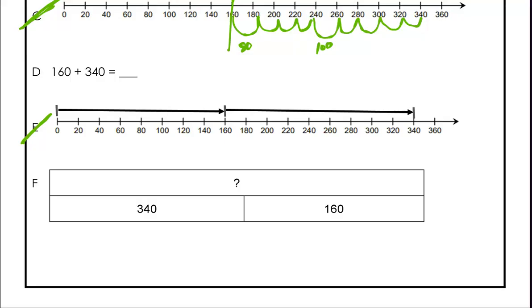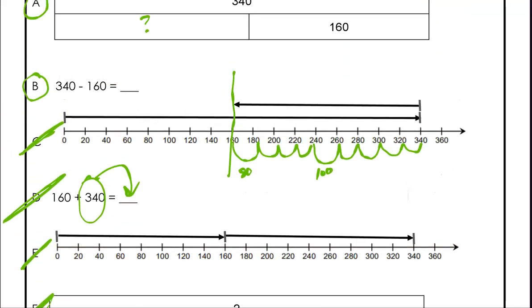Okay. D is 160 plus 340. Now we said we do have a total, and we said 340 was the total, which means in addition, it should be equals 340. It is not. This should be here in an addition problem. So D is also out. Okay. Now let's look at F. Again, we said 340 was the total. So it should be in the whole. It is not. So F is out. So our answers were A and B.